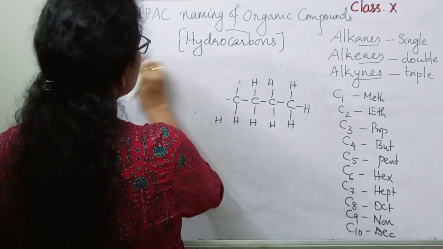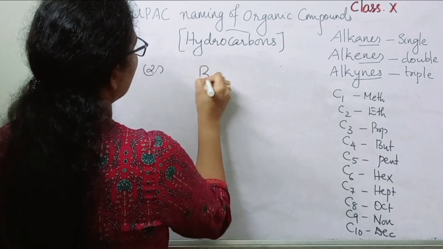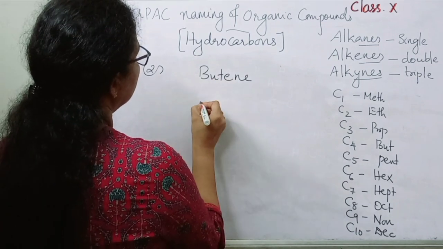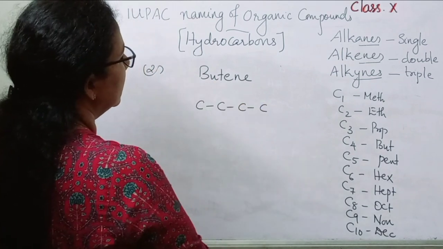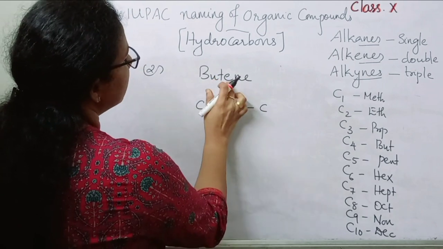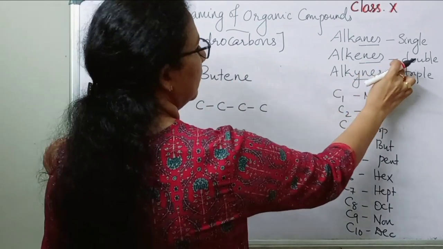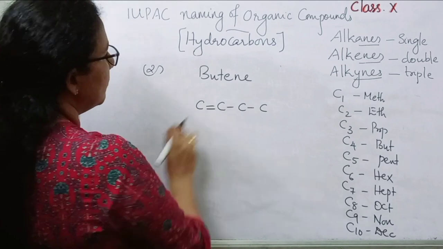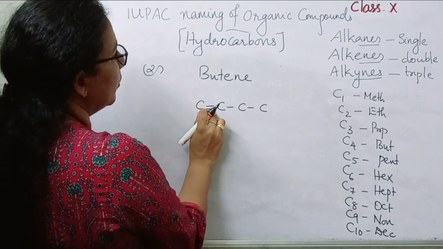Now let's see another name, that is butene. How to draw the structure of butene? For drawing butene, you have to draw 4 carbon atoms at first. Since the name starts with but, you have to draw 4 carbon atoms. Then check whether it is an ANE, ENE or YNE. Since it is an ENE, there should be a double bond. So we have to change the first bond as a double bond next to the first carbon. So give a double bond after the first carbon.